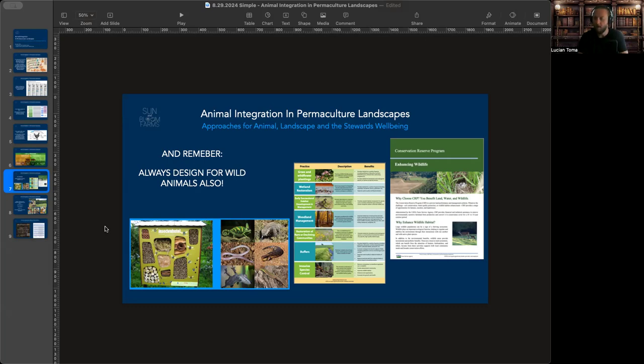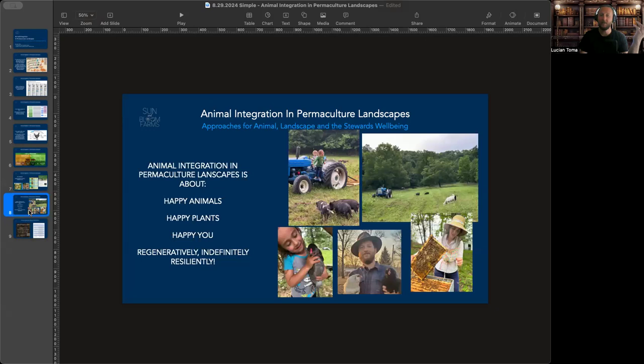Anna Maria, my partner, always teaches people how to make pollinator hotels, wild bee, native bee hotels. So animal integration in permaculture landscapes is all about happy animals, happy plants, happy you, regeneratively, indefinitely, and resiliently. And it can definitely be done.